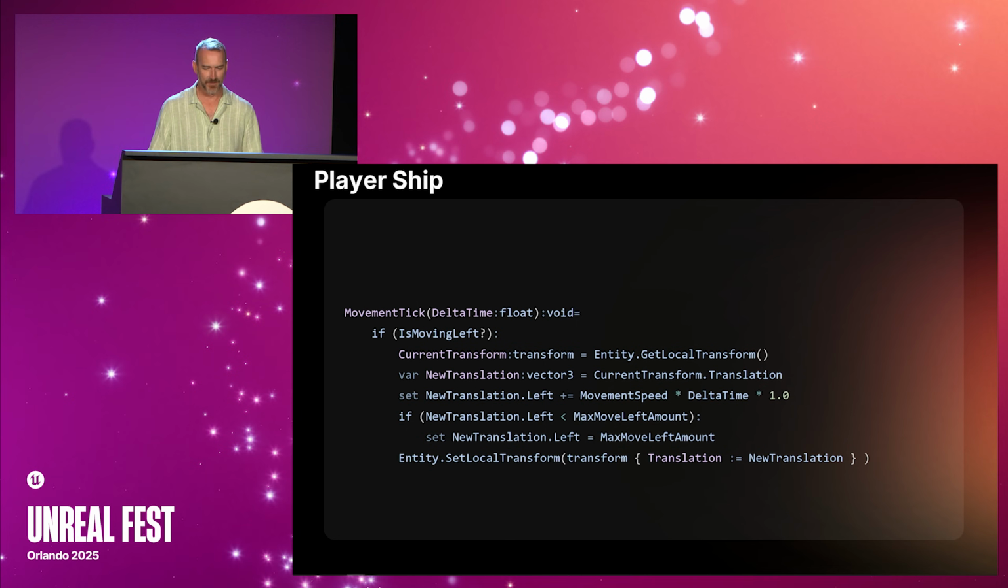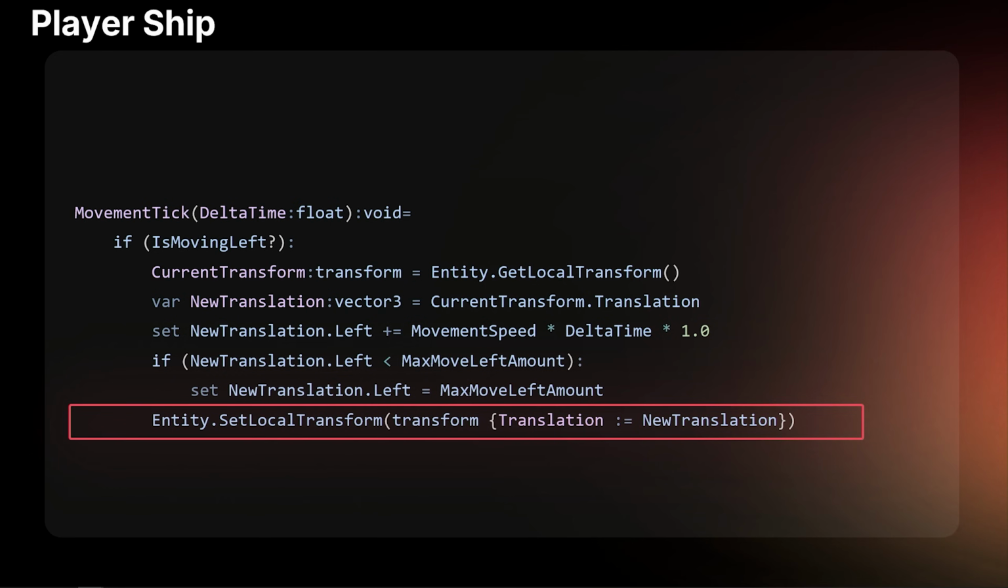The important thing about this one is just using local transform, because we can spawn our ship anywhere in the world and we don't care, and it will still work because we're just translating it in local space for it.